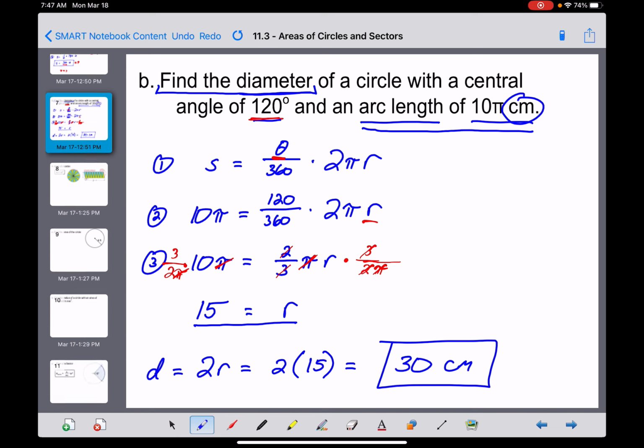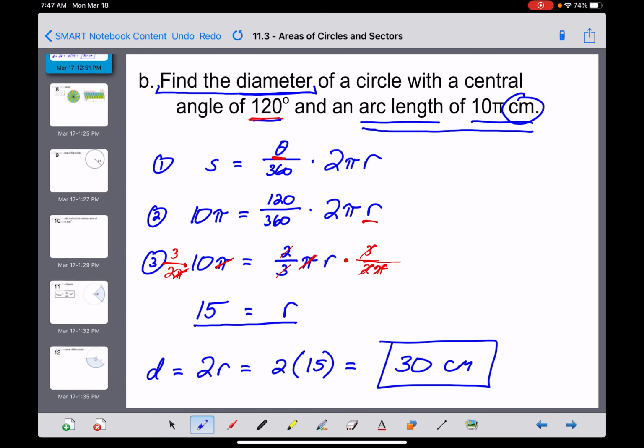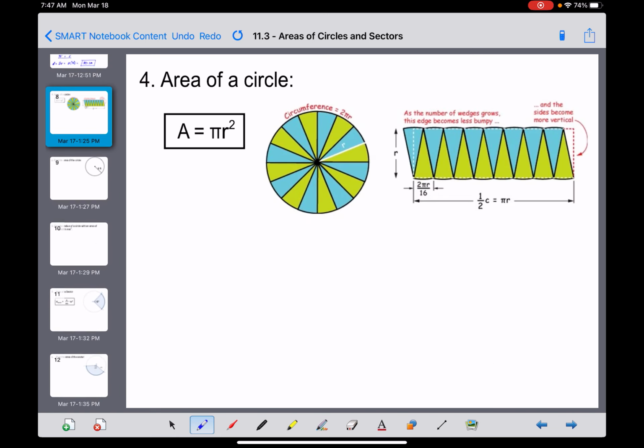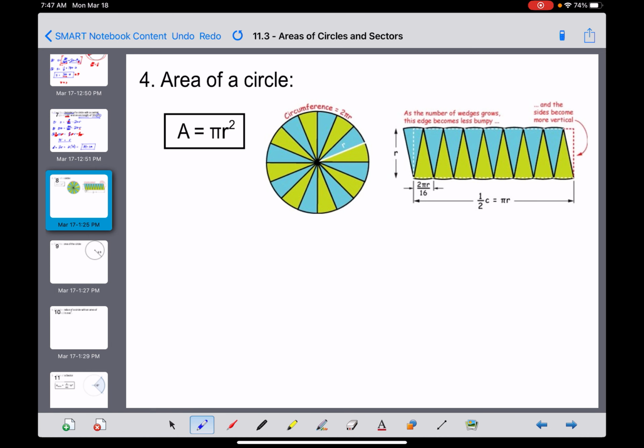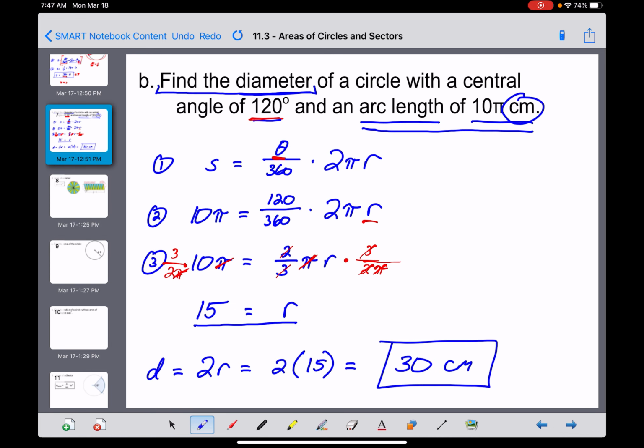All right, guys, I'm going to cut this video off right here. We're going to come back on the next one and start talking about area of a circle. But for now, hopefully that gives you a pretty good understanding of some basic vocab of a circle and how to find circumference and arc length.